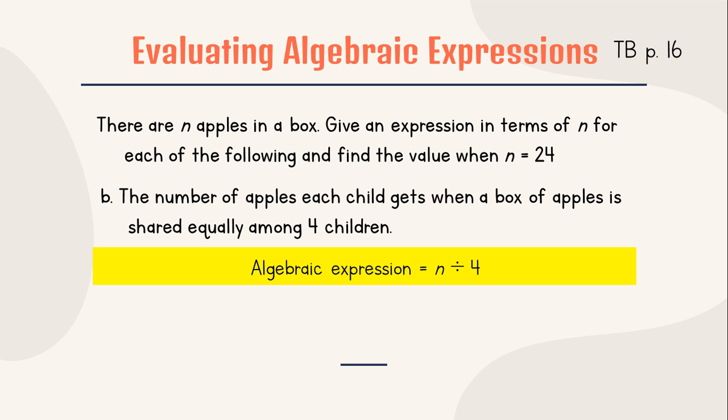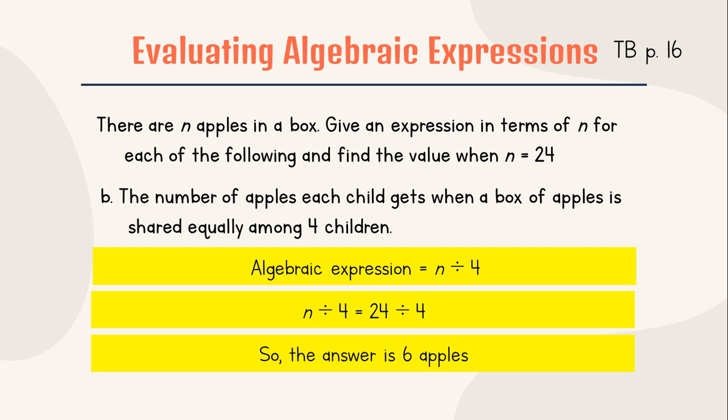So that's why we put n first. N divided by 4. If the question is asking how many children are sharing, the 4 would be in the front, 4 divided by n, but that is impossible because we cannot divide a person. Get it? So the algebraic expression is n divided by 4, and we have the condition when n equals 24. So n divided by 4 is 24 divided by 4 equals 6 apples. Each child will get 6 apples.